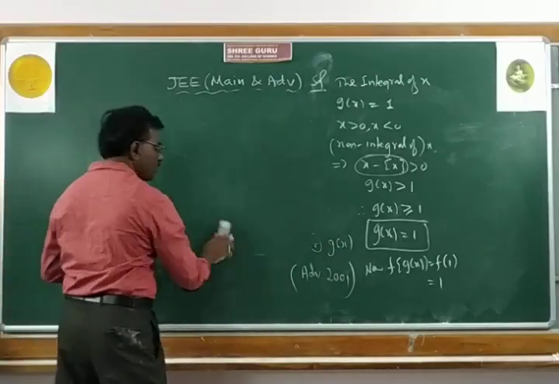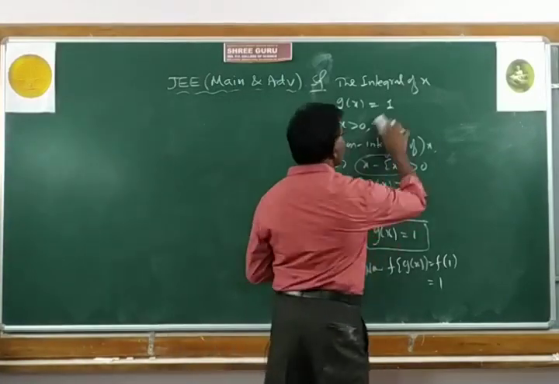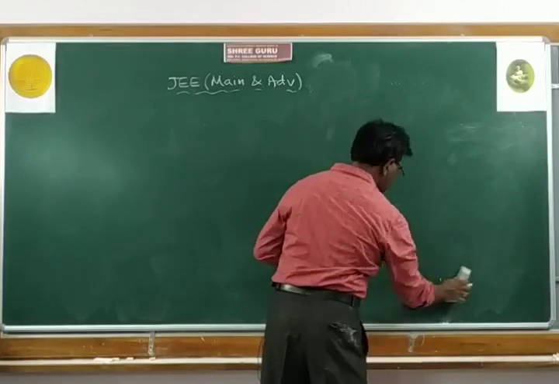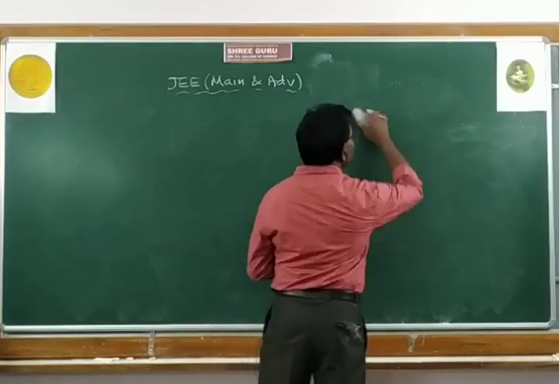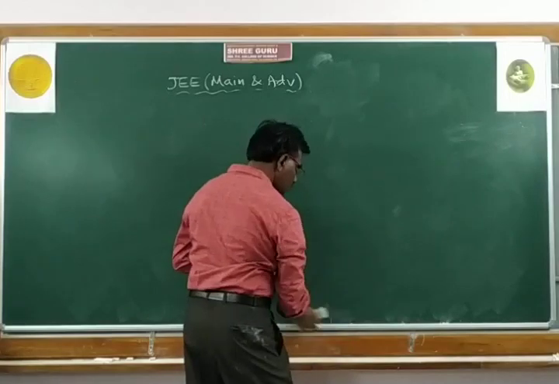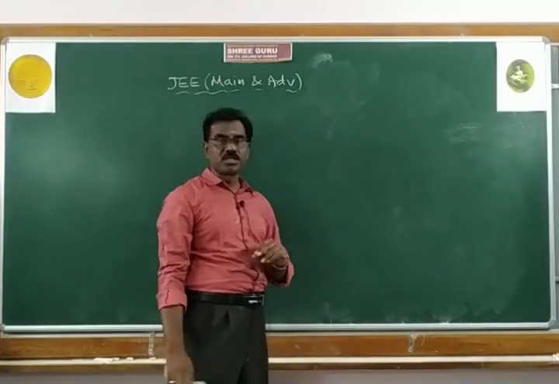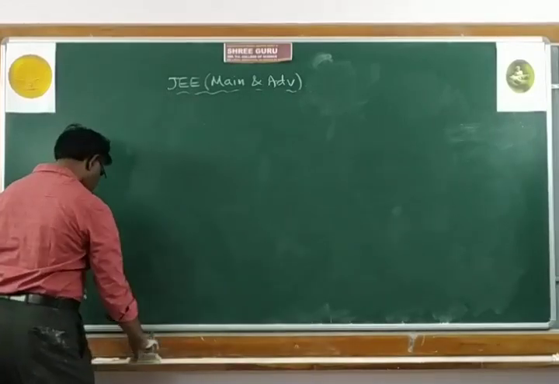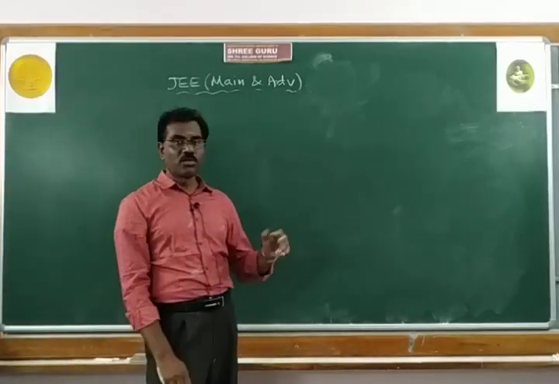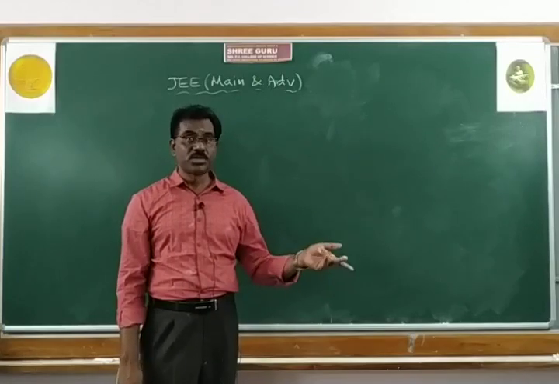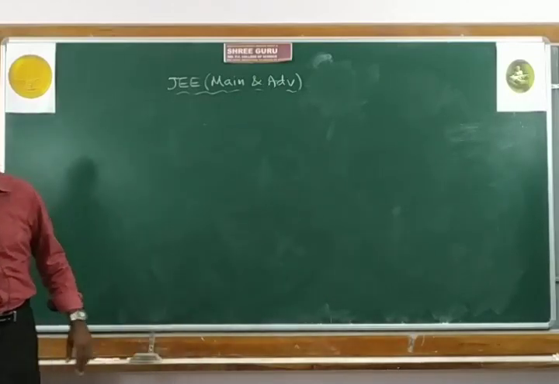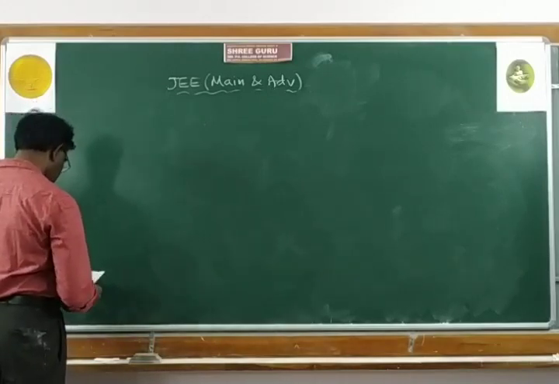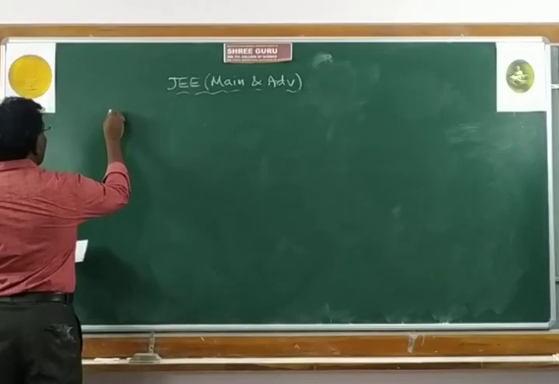Then what is the value of g of x for integral x? It is 1. For non-integral x, x minus the greatest integer of x is positive, so g of x should be greater than or equal to 1. Simply, g of x is 1. So g of x is 1, and f of 1 is 1, because 1 is positive. That answer is right.